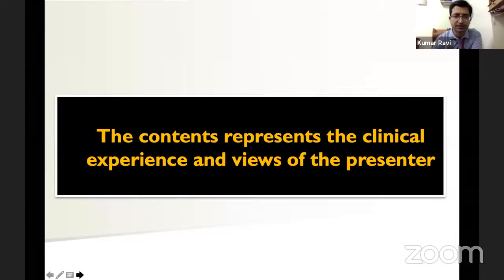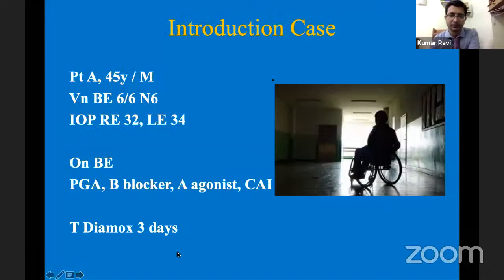No financial interest. These are my personal experiences, so there might be a little bit of conflict in the management plans. And most of the pictures that I have used in this presentation are representative pictures. So please do not bother about right eye, left eye, spelling here, comma there. We'll just go to the exact case or the point that I'm trying to make.